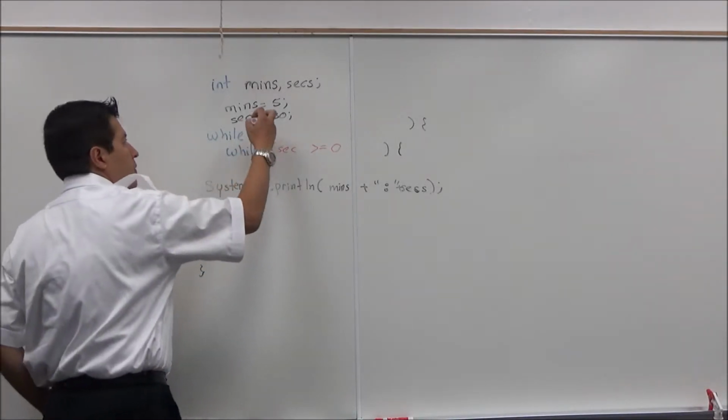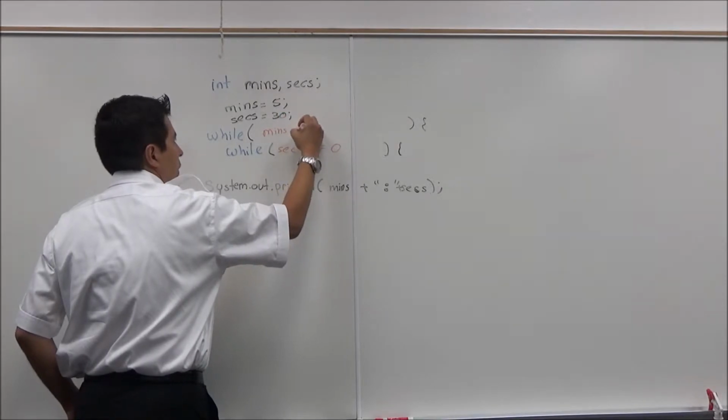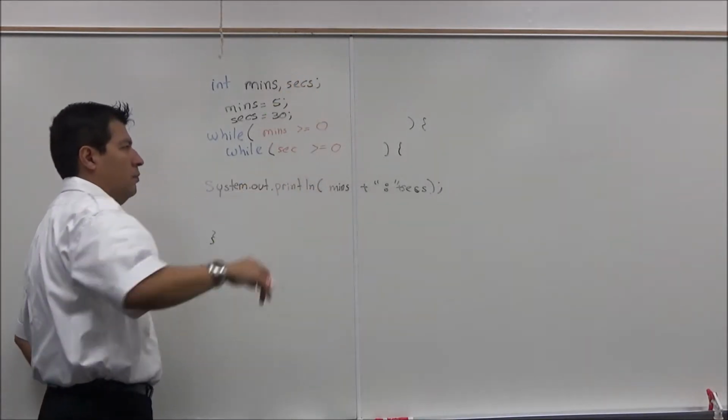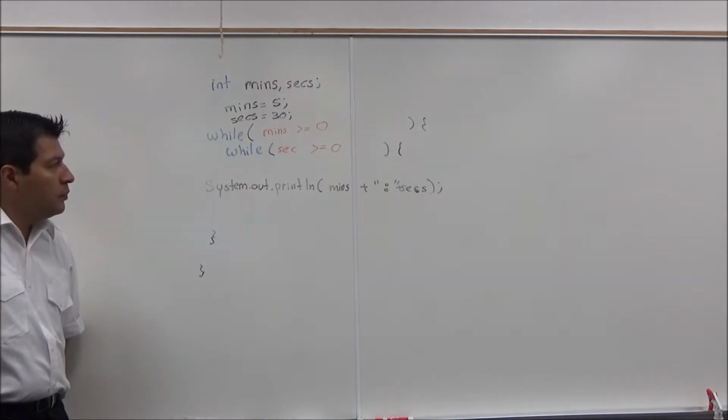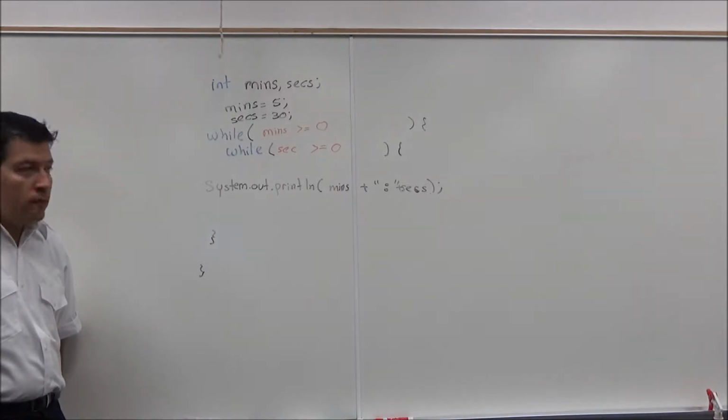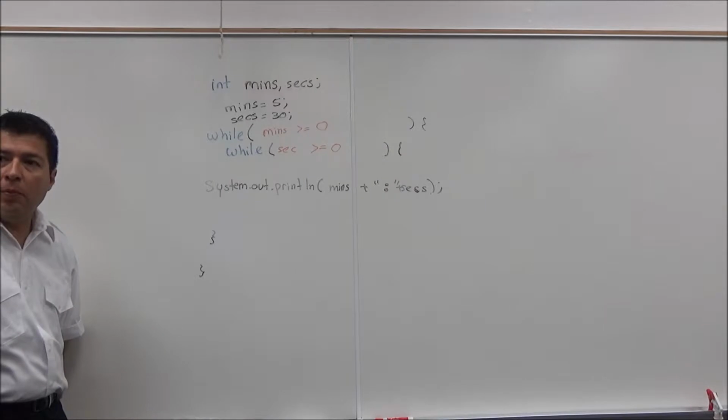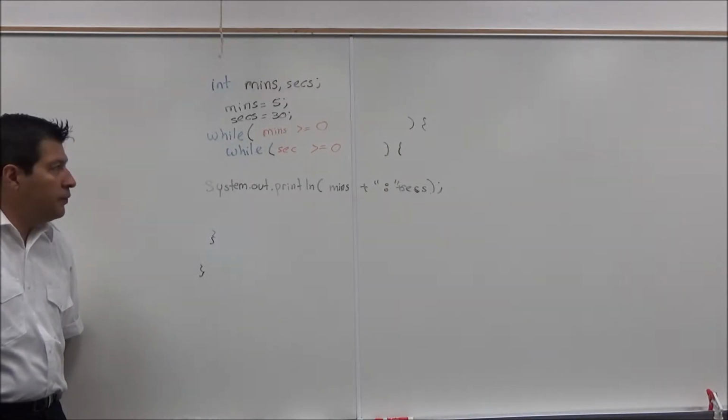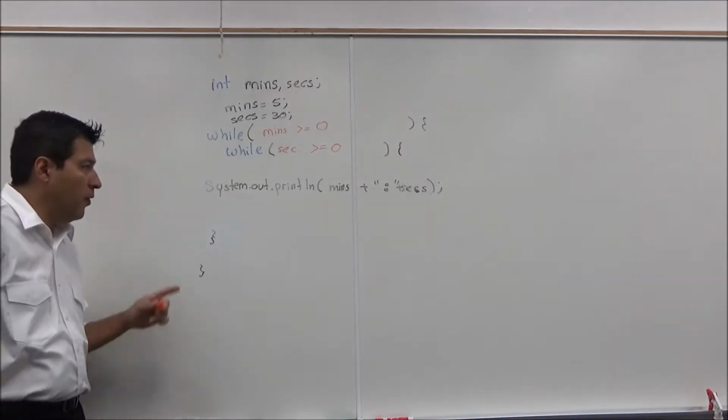And what would you write here? Well, it's the same thing, right? Minutes is greater or equal than 0. Alright, so I got my conditions. That is an infinite loop right now, right? So what do I need to write in order to fix this?